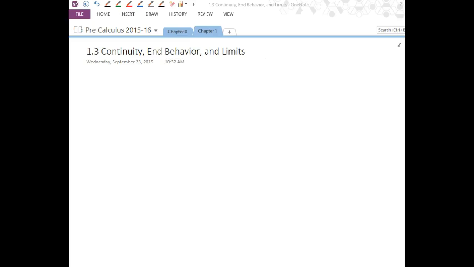Okay, so 1.3 is all about continuity and behavior, and they do talk about limits, although we're not going to quite cover limits completely. So I'm going to start by giving you the definition of a continuous graph.